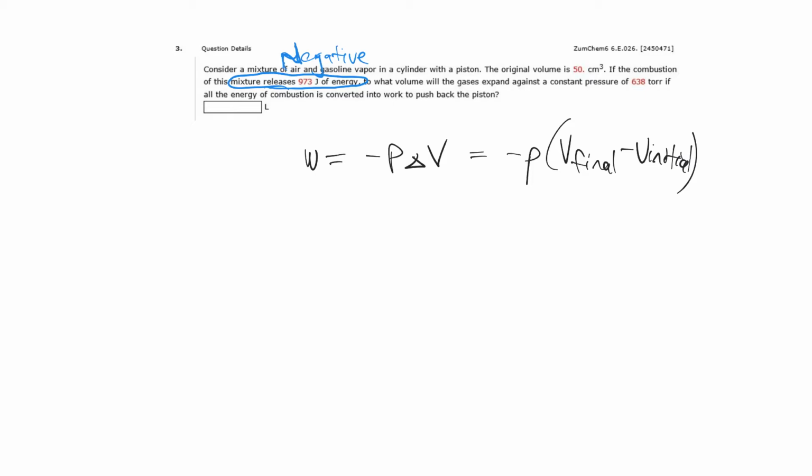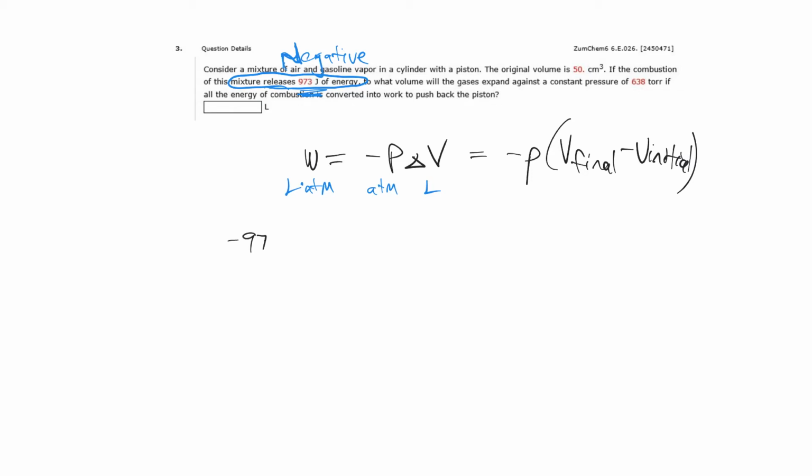The other thing to remember is when using the equation for expansion of gases, we use units of atmospheres for pressure, units of liters for volume, and then the work comes out in liters atmospheres. They're giving us an amount of energy in joules, which we can convert into liters atmospheres. We have to remember to do that.